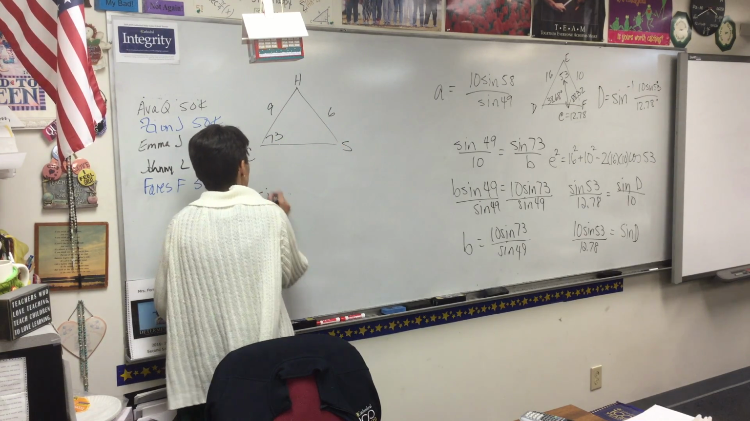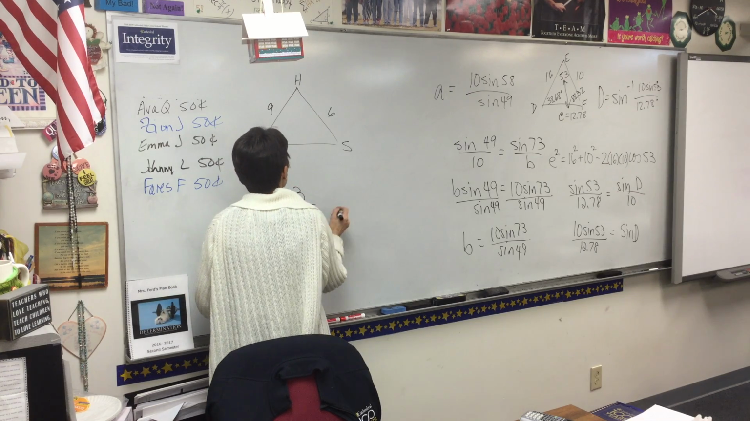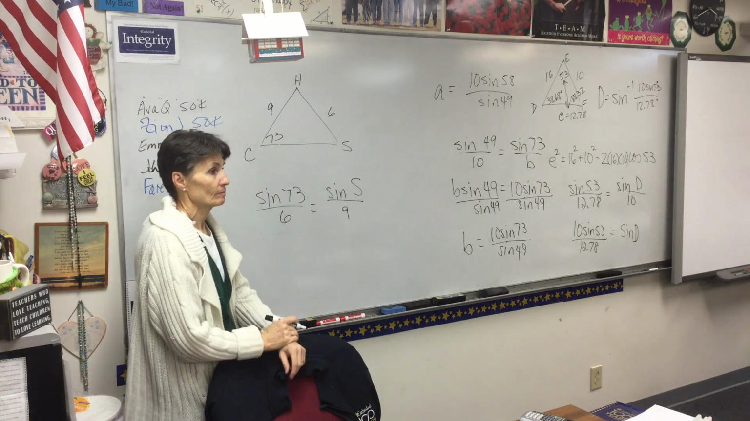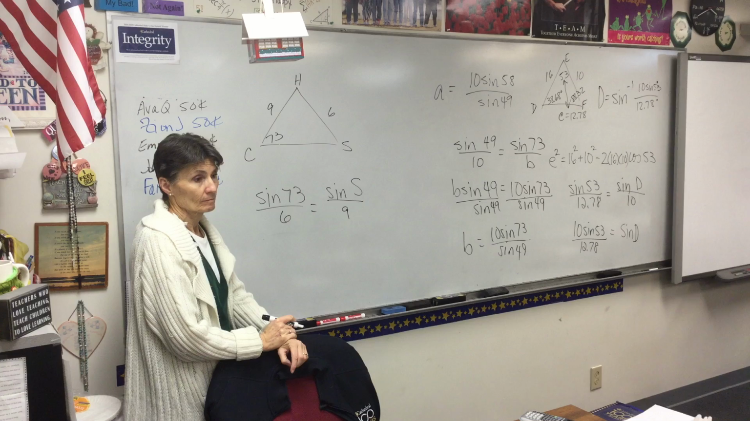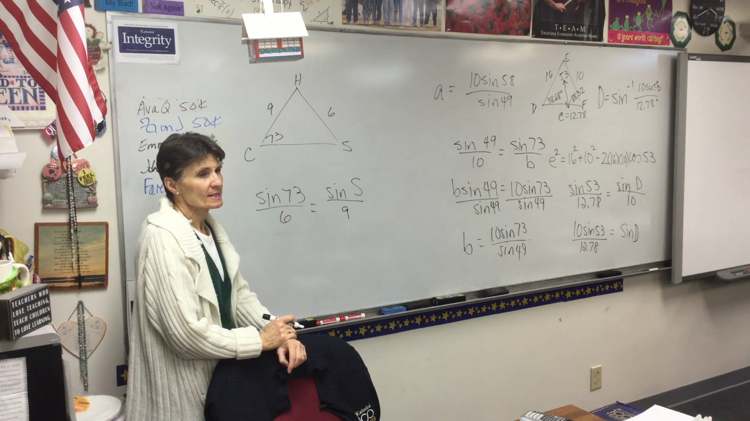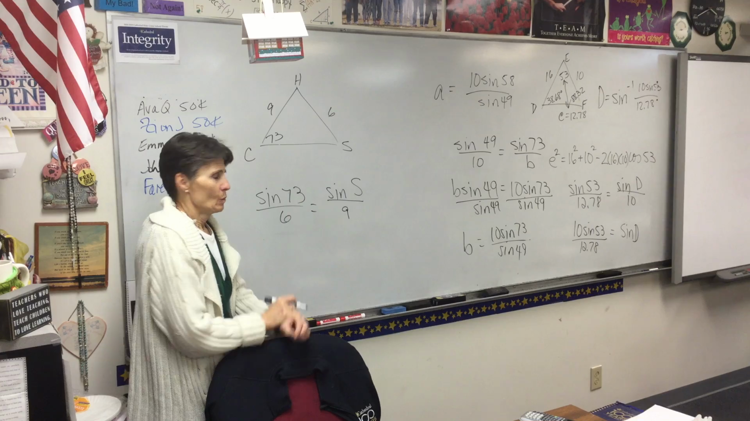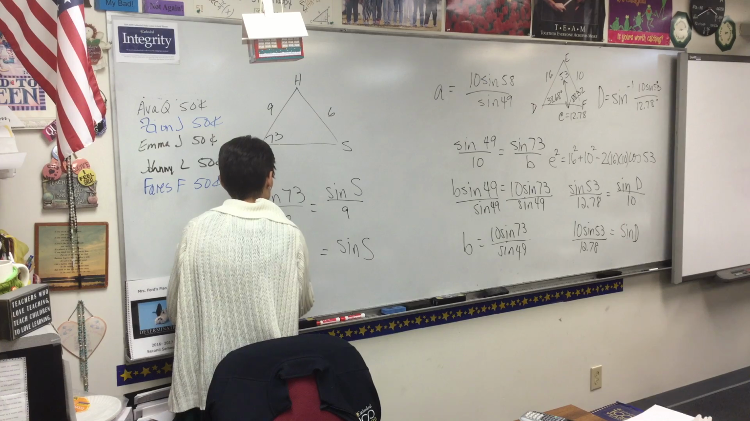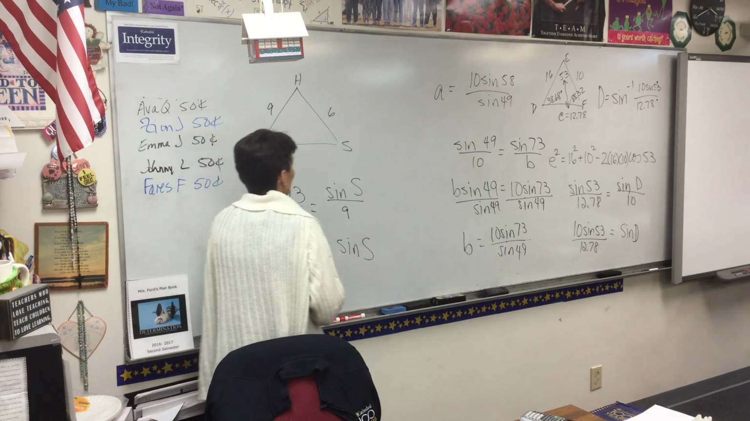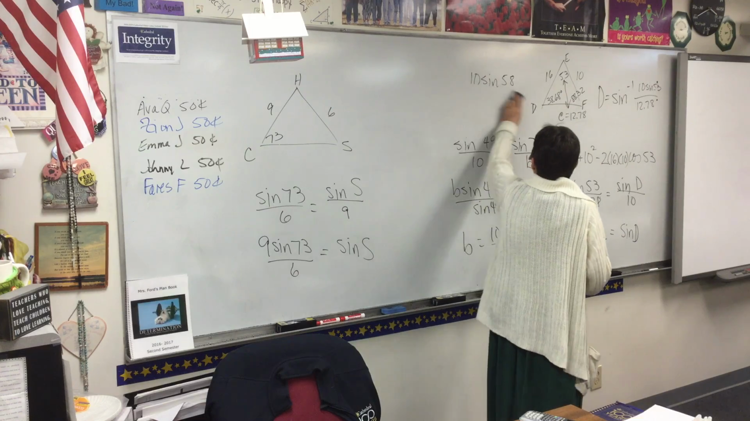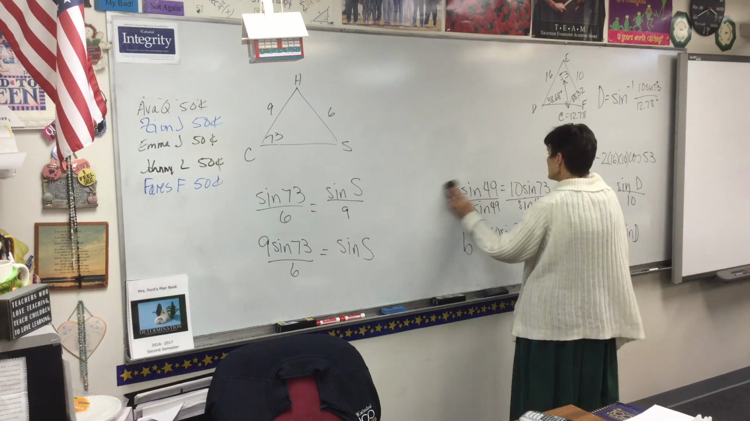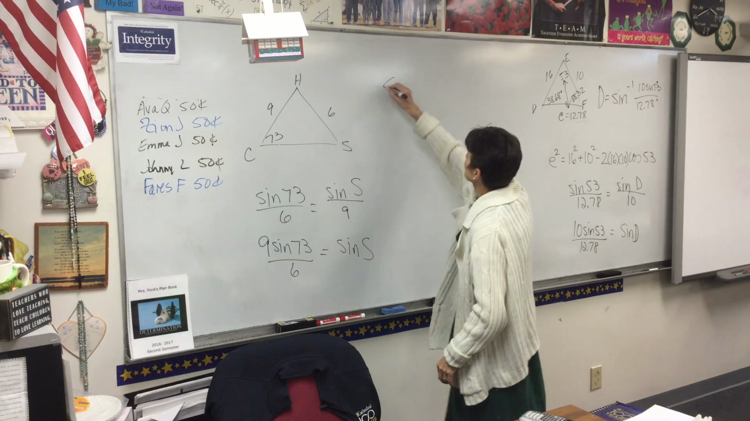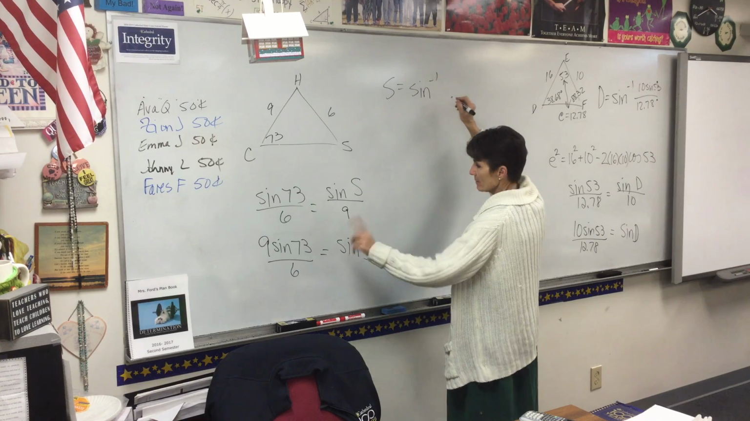So let's jump in with the law of sines. Sine 73 over 6 equals sine S over 9. I'm going to have to second sine this time, aren't I? So I'm going to second sine that fraction.